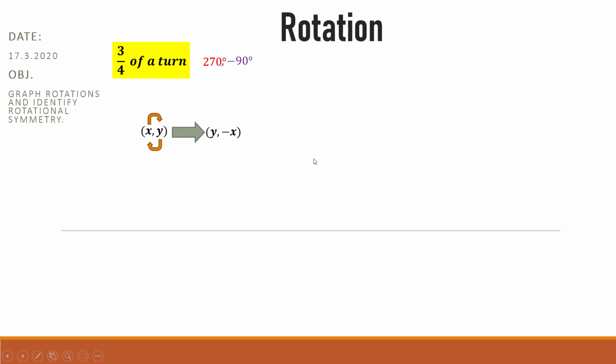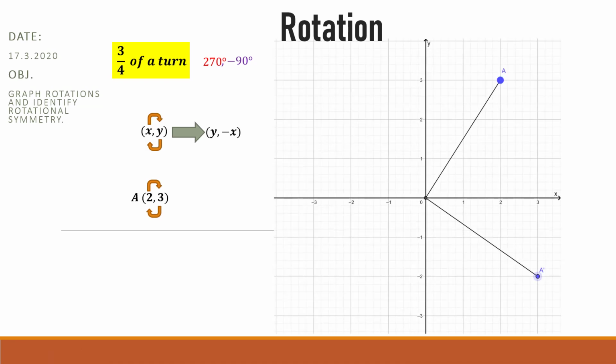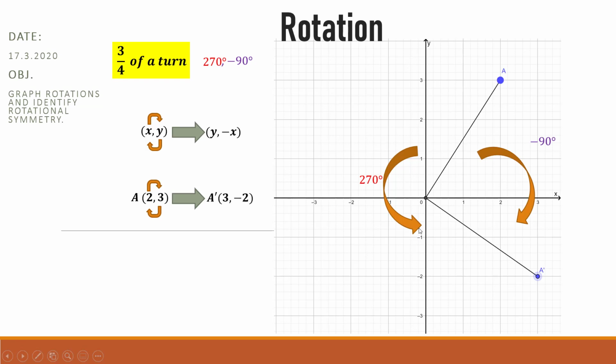Okay? Let's see our example here, 2 and 3. Also, we are going to change places, and after that, take the opposite of the second. Let's see the image. We have here A, and here A prime. A is 2 and 3, and A prime should be, after rotation of 270 degrees in the positive direction, or negative 90 in the negative direction, 3 and negative 2.